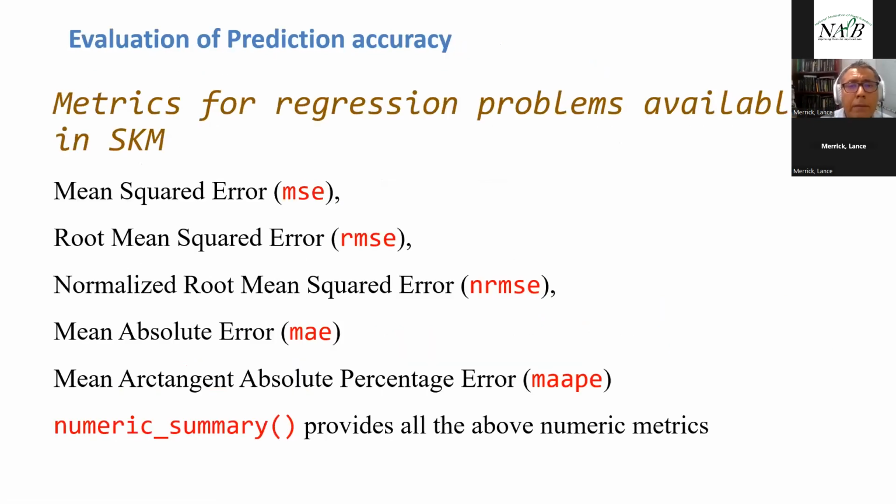Additionally, there are many functions for computing prediction accuracy in regression problems and classification problems. For example, with the function MSE, you can compute the mean square error for regression problems. For computing the root mean square error, you can use this function, also for regression problems. For regression you can also compute the normalized root mean square error, the mean absolute error, and the mean arctangent absolute percentage error. And if you want to compute all of these metrics for regression problems, you can use the numeric summary and compute all of them simultaneously.